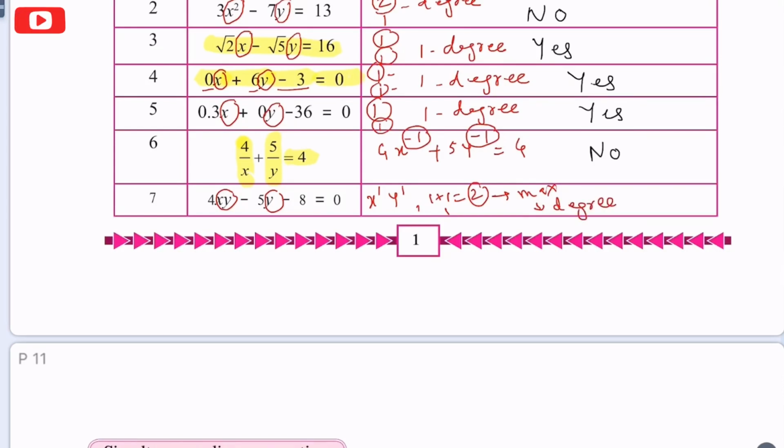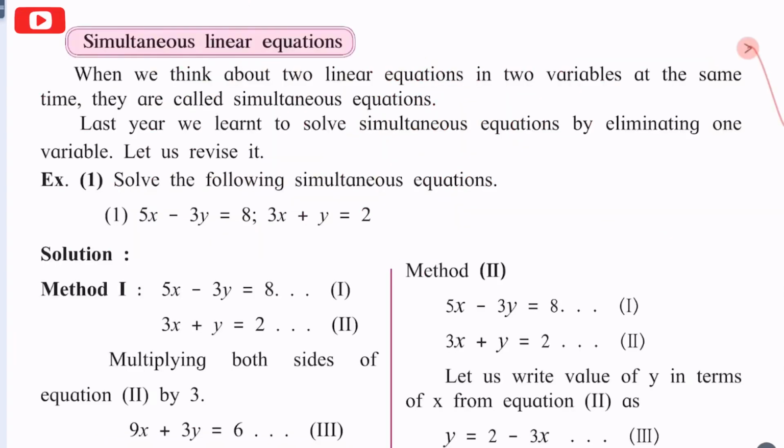For the linear equation, we want degree as 1. So the given is not a linear equation. Simultaneous linear equations. Example 1, which they have already solved. Let us just revise that.